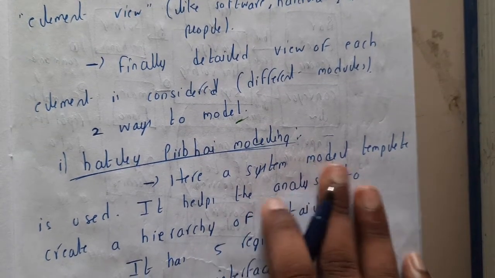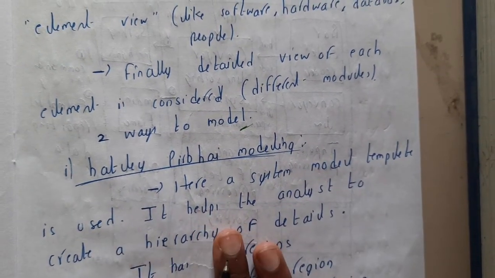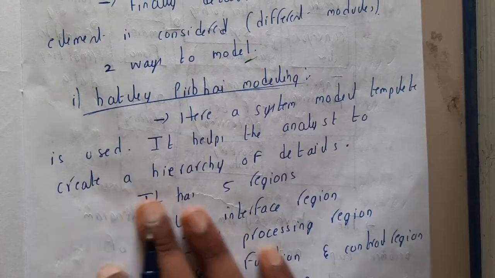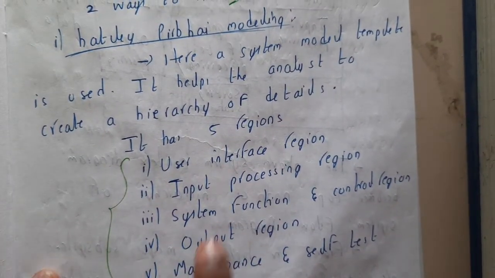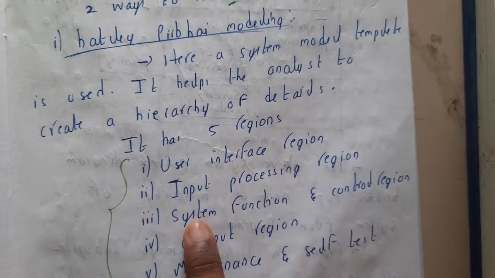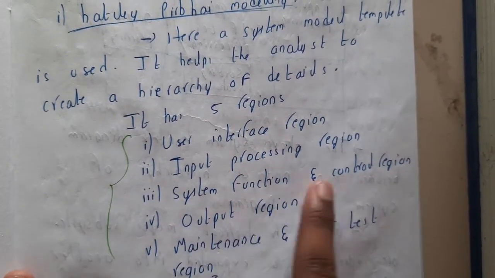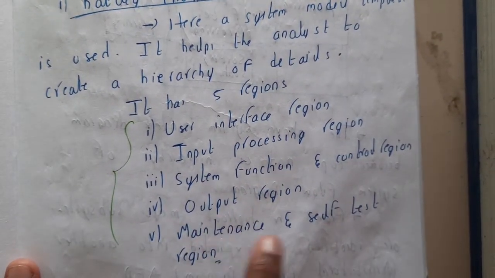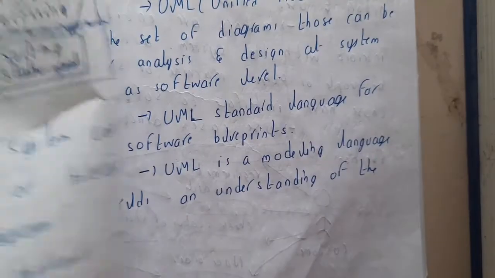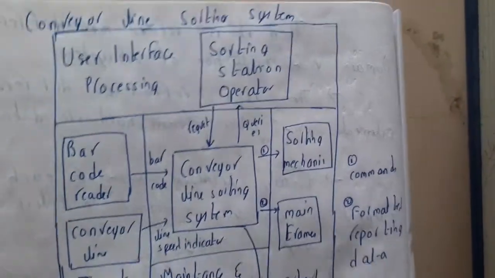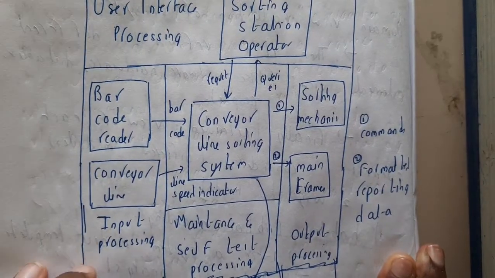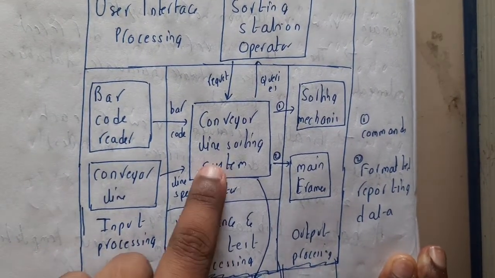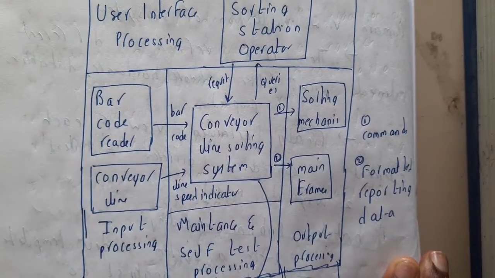Here a system modeling template is used. It helps to analyze and create a hierarchy of the details. We have 5 different things inside it: user interface region, input processing region, system function and control, output region, and maintenance and self-test region. If you take a small example, it looks like this: this is the user interface, this is input, this is maintenance, this is output, and this is your system. These are the 5 regions.